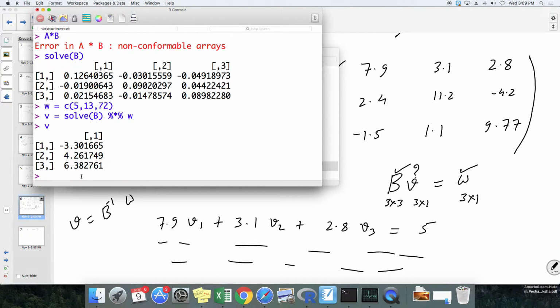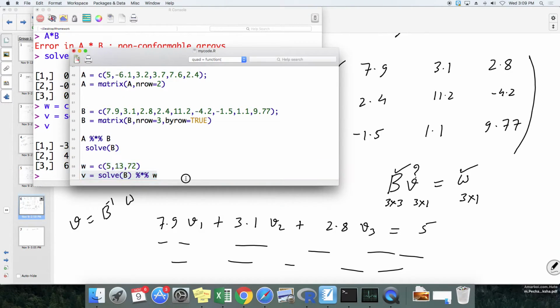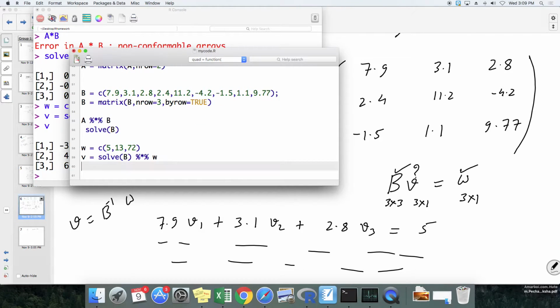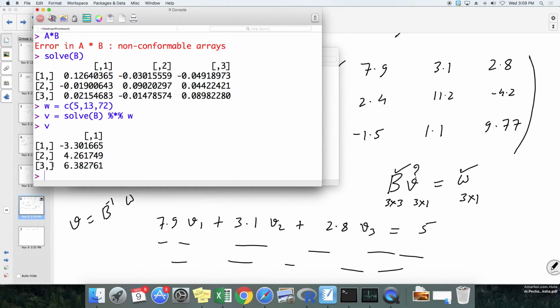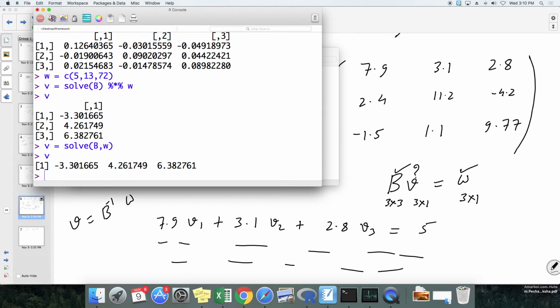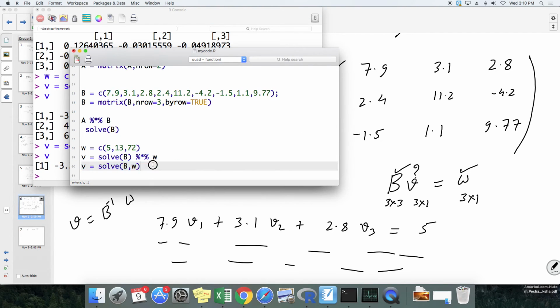But there's a better way of doing it. It's slightly better. You can write V equals solve B comma W. That's it. Instead of solve B times W, just write solve B comma W, and R will understand what you're trying to say. So it gives you the same answer. The answer is same, but it's slightly better. It's for certain reasons.